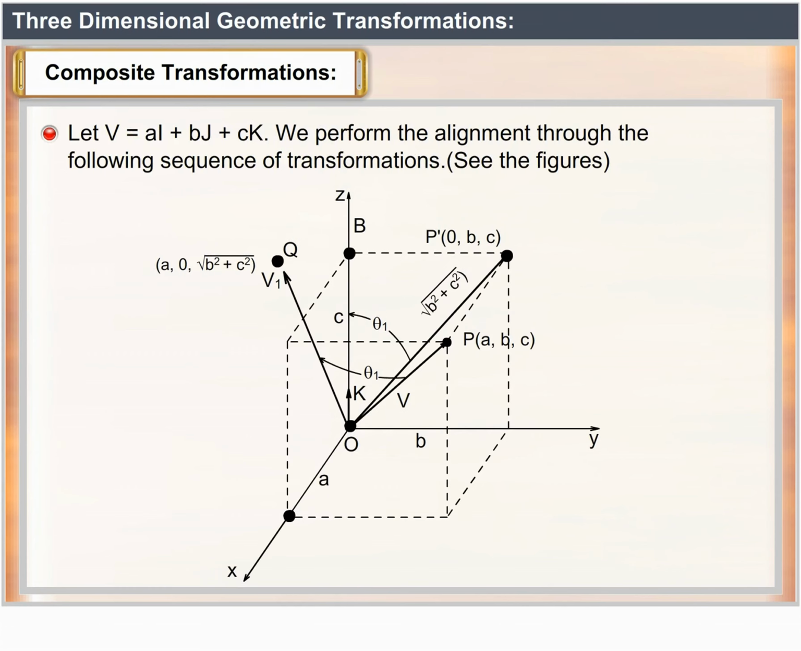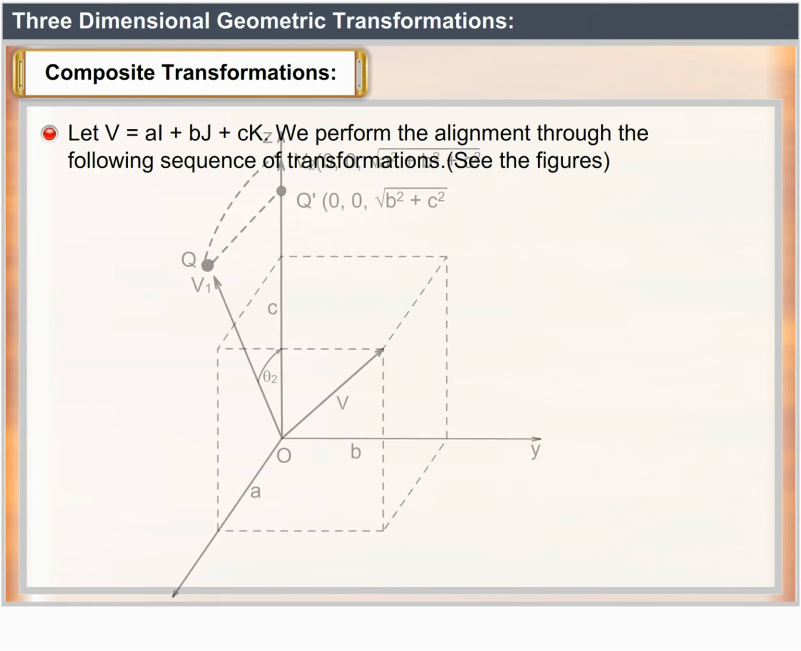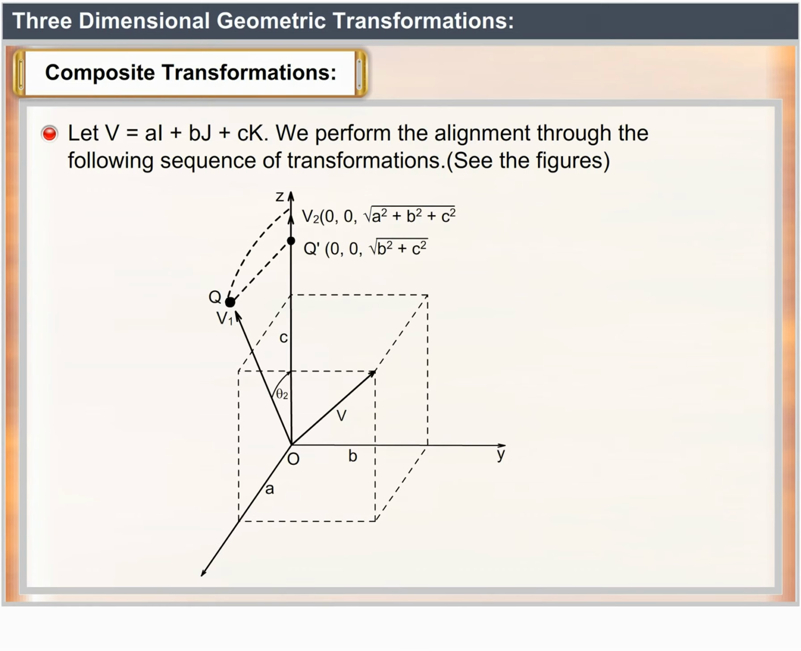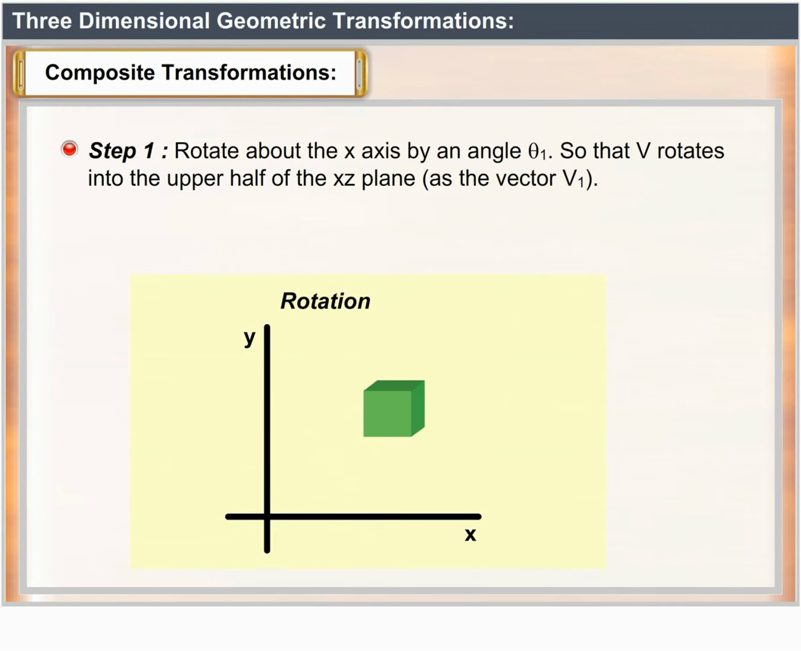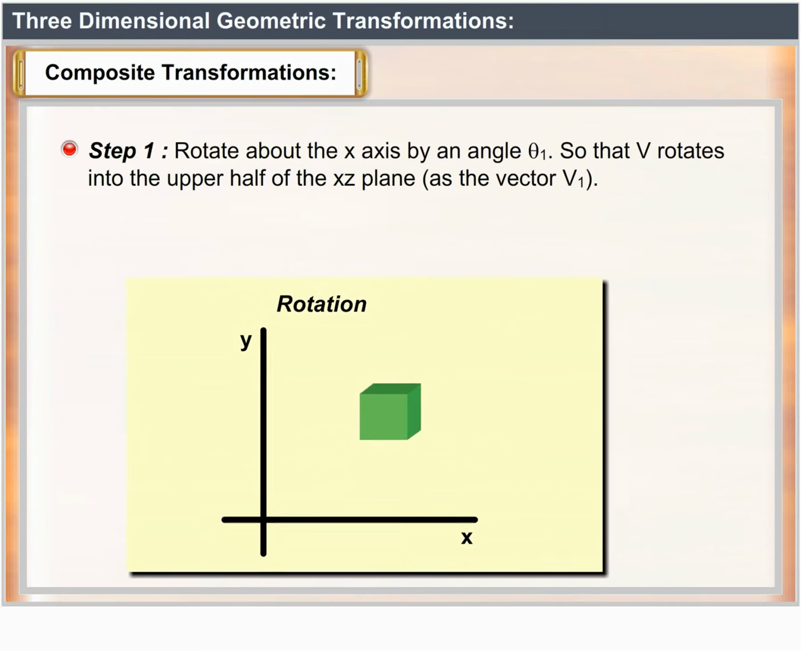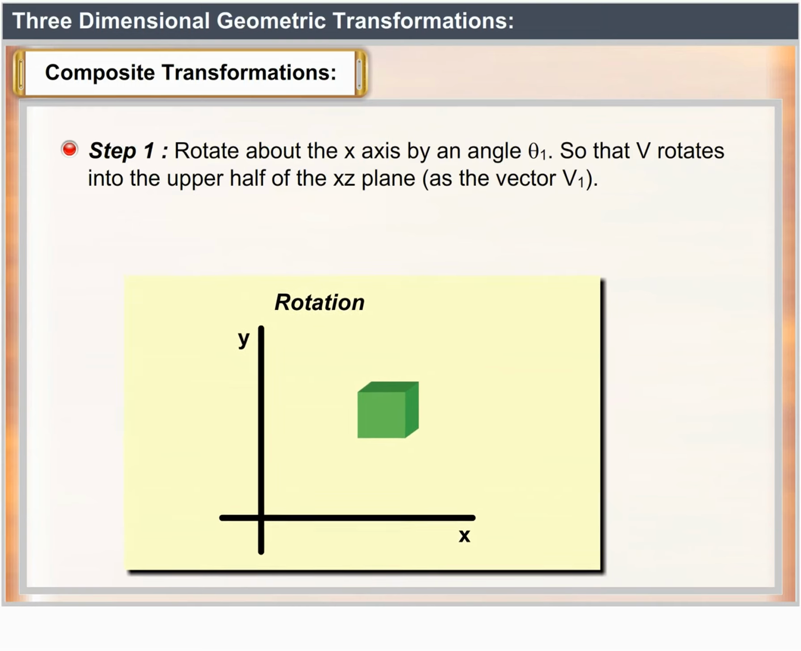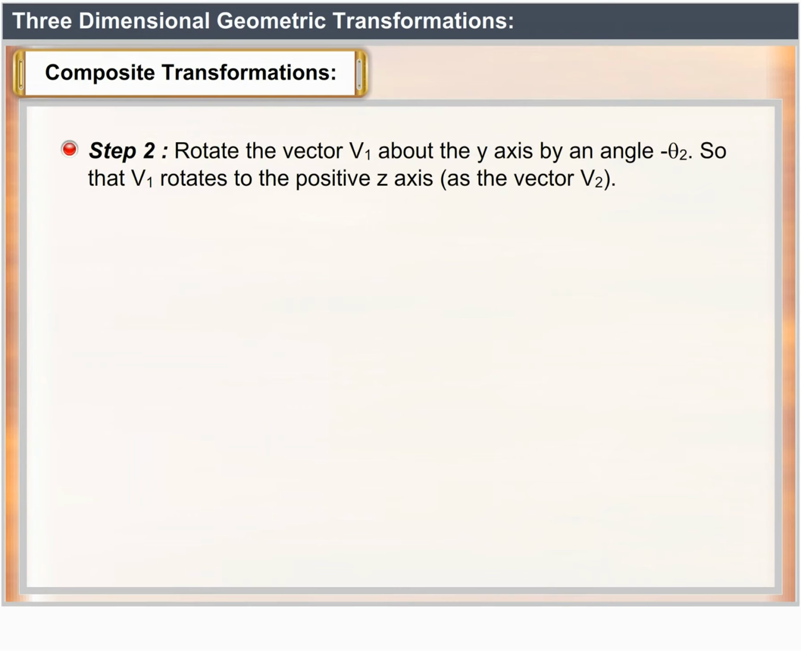Step 1. Rotate about the x-axis by an angle θ1 so that V rotates into the upper half of the xz plane as a vector V1. Step 2. Rotate the vector V1 about the y-axis by an angle minus θ2 so that V1 rotates to the positive z-axis as the vector V2.